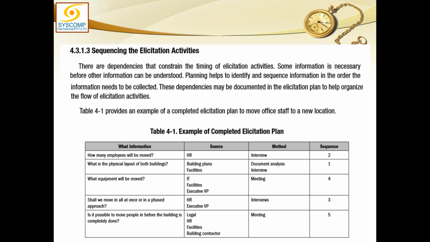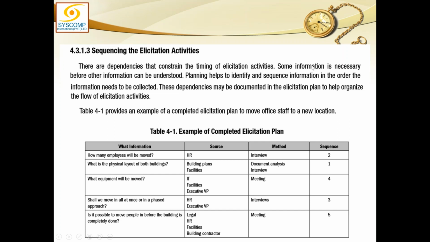As far as the sequencing of the elicitation activities is concerned, for any two activities which have a relationship, or where one depends upon the other, we must have a source or the type of dependency it has. So this diagram shows you the completed elicitation plan. This is the elicitation plan.